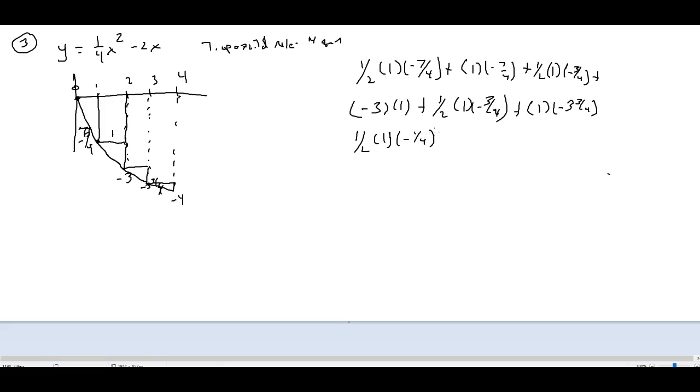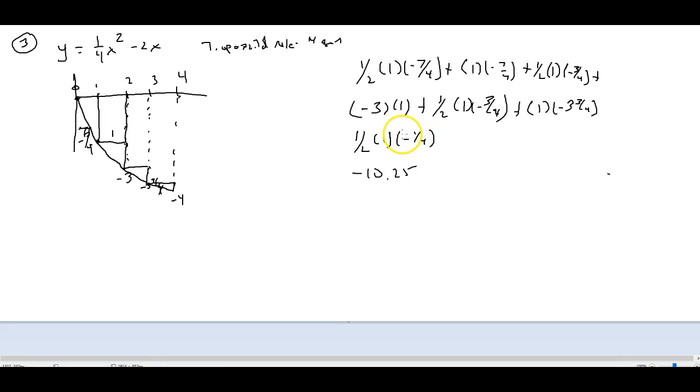plus 0.5 times negative 3/4, plus that would be negative 15/4, plus 0.5 times negative 1 divided by 4, enter, and I get negative 10.25. Negative 10.25.